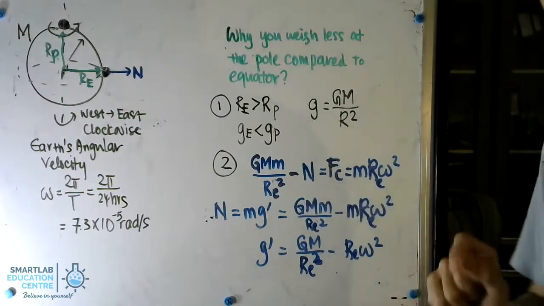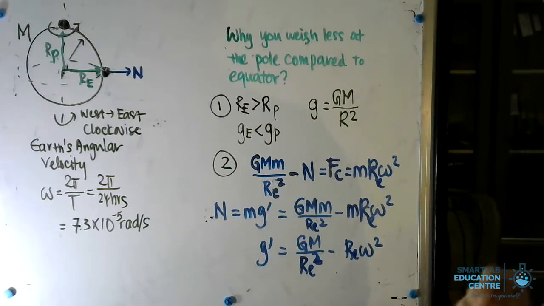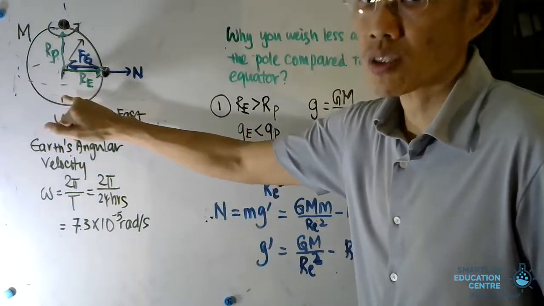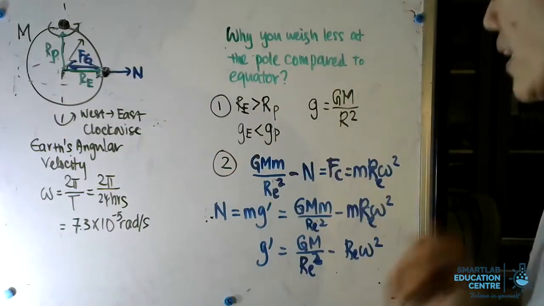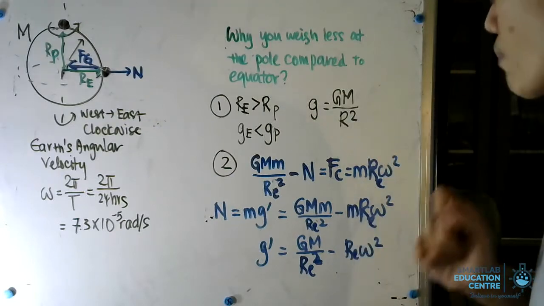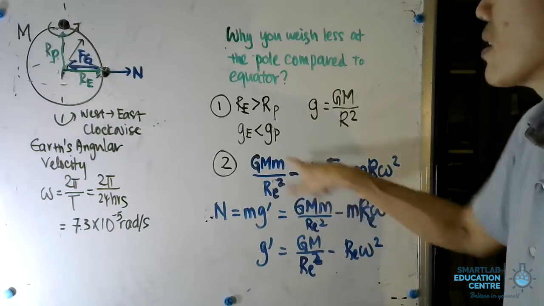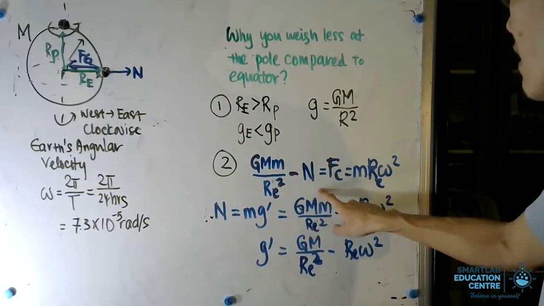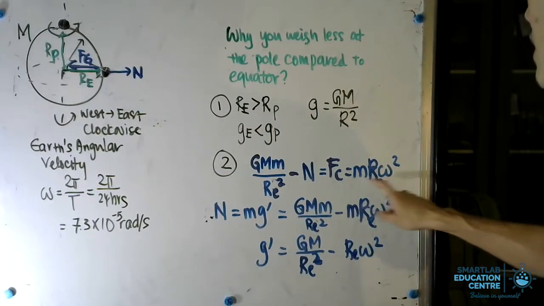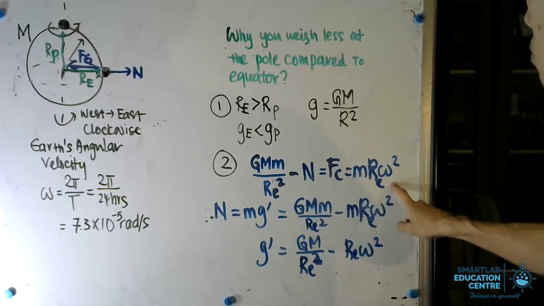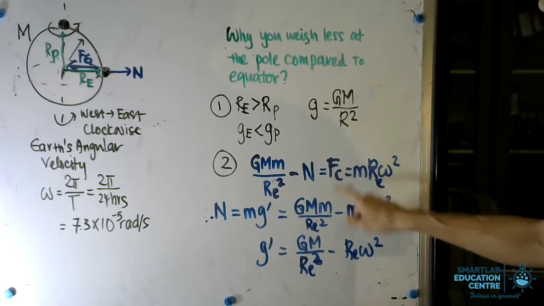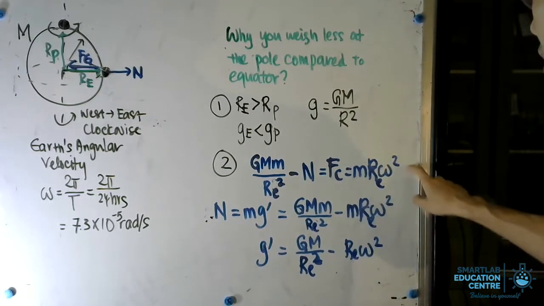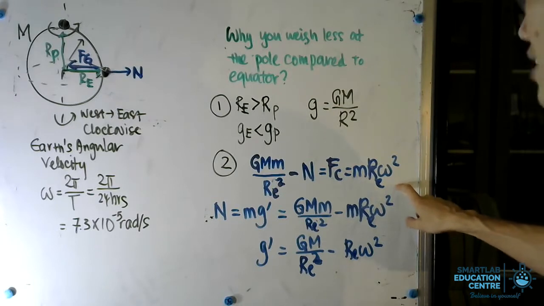So let us take a look at what comprises the centripetal force. First, you have the gravitational attraction force in this direction. Then you have the reaction force acting in the opposite direction by Earth on the object. From that, you know that the centripetal force is now Fg minus N, which is GMm over Re squared minus N. That will give rise to the centripetal force, which is m Re omega squared. Re omega squared is actually the centripetal acceleration.